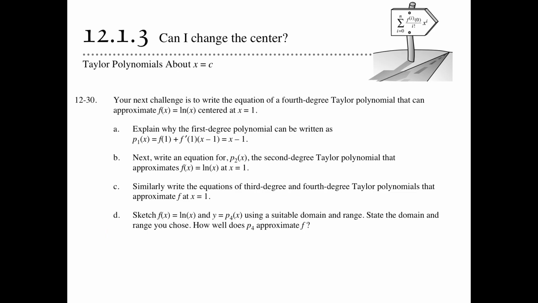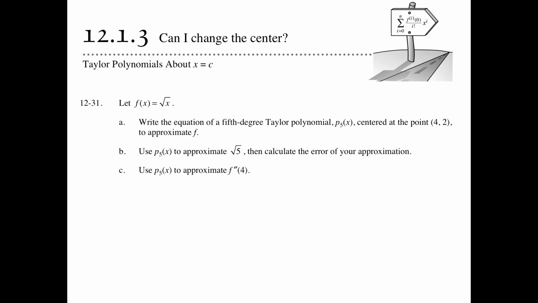In problem 12-30, teams will write 1st, 2nd, 3rd, and 4th degree Taylor polynomials for ln x centered at x equals 1. Be aware that this problem will be referred to in the next lesson, so warn your students to record their answers to this problem neatly and in a way that they can reference later.